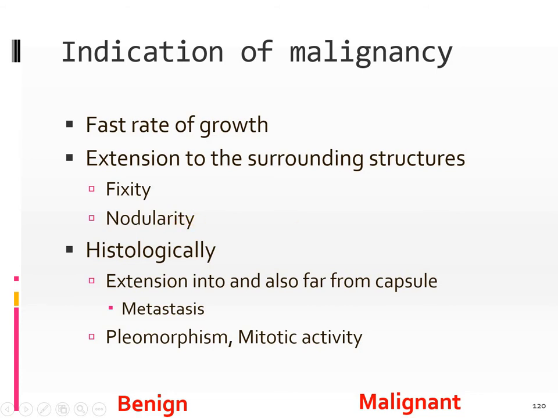So a pleomorphic adenoma may be a uniform globular mass, whereas mucoepidermoid carcinoma will show a lobulated appearance. Histologically also, there is extension into the capsule and it may spread further down from the capsule to other places, leading to metastasis. Histologically, the cells also are a little more atypical, giving rise to pleomorphism and a high rate of mitosis.